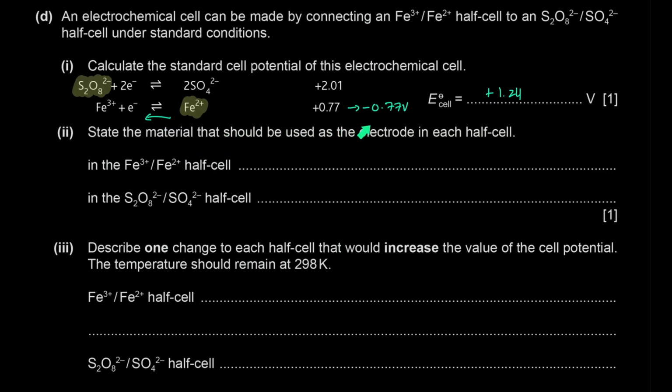State the material that should be used as the electrode in each half cell. Now for each of these half cells, we have two aqueous species. So the electrode material that we're going to use will be platinum. We always use platinum electrodes.